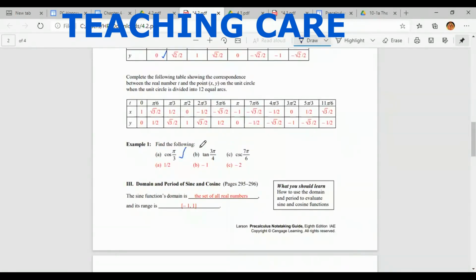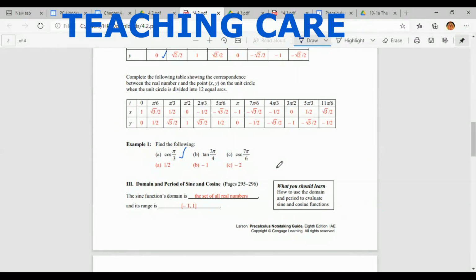Cosine of pi by 3. Cosine of pi by 3 could just basically be cosine of 60, and cosine of 60 is just 1/2. Tangent of 3 pi over 4 is basically the same thing as minus tangent of pi over 4, so 135 degrees. Then that negative will just be minus 1. Yes, right.